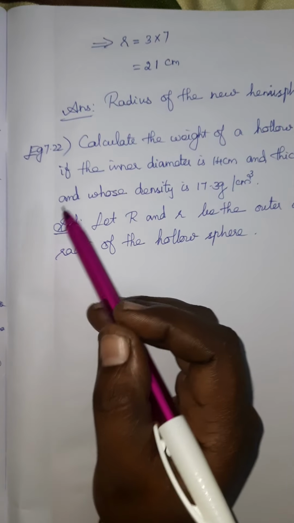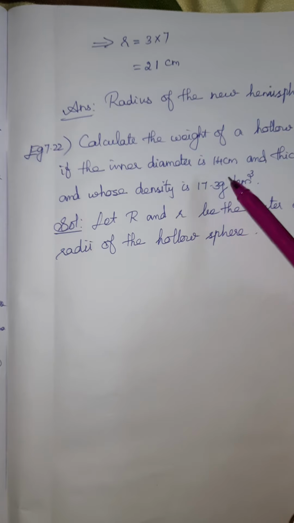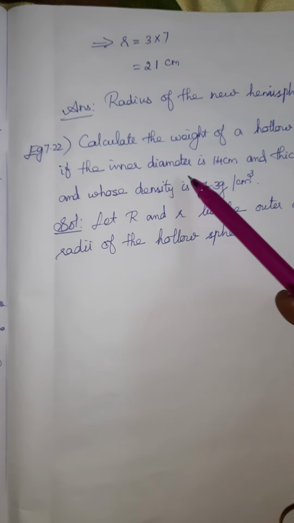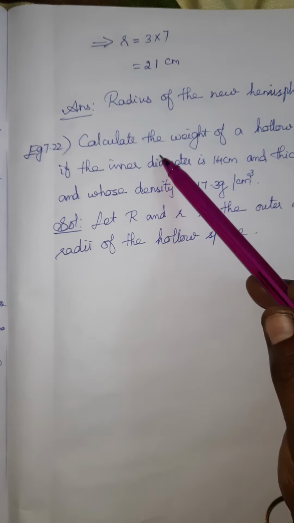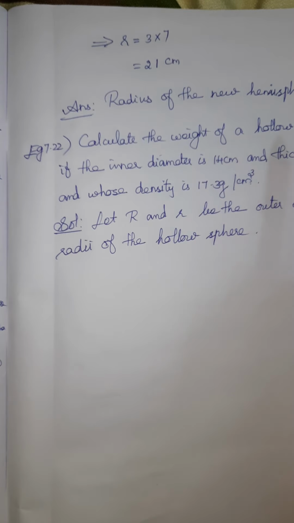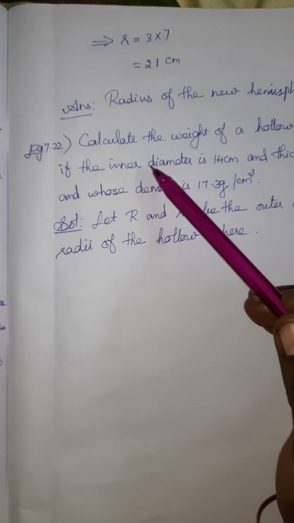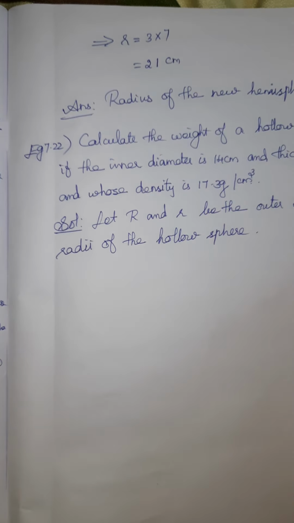Let us learn example 7.22. Calculate the weight of a hollow brass sphere if the inner diameter is 14 centimeter and the thickness is 1 millimeter and whose density is 17.3 gram per centimeter cube. So we need to find the weight of this hollow sphere. Brass is the material that the hollow sphere is made of. So calculate the weight of the hollow sphere with these measures.